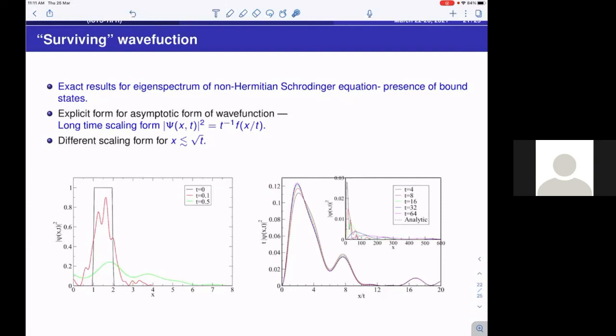And this we can again compute. So in this case, for the non-Hermitian Hamiltonian that you have, you can compute the exact eigenspectrum, both the wave function and the eigenvalues. And for some parameter regimes, there are also bound states and so on. So it's a very interesting spectrum.